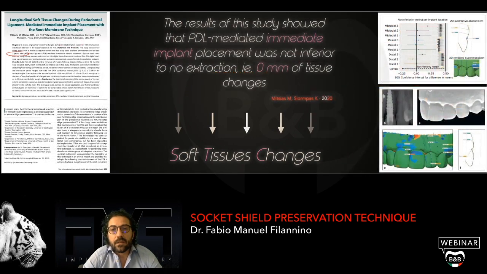And another article considering what happens to the soft tissues is from Mitsias and Sarafidis in 2020. This is a 2 years follow-up, and here the tissue change was 0 millimeters. We have to say that the authors perform a socket shield technique that they call root membrane technique, and the main difference is that they don't introduce biomaterials into the jumping gap between the implant and the shield.